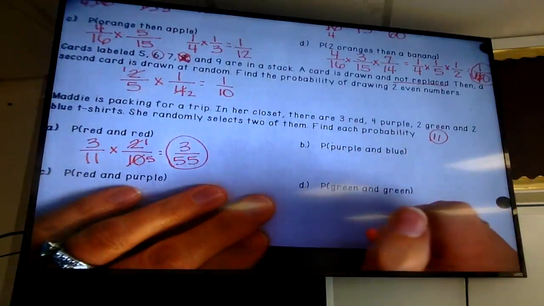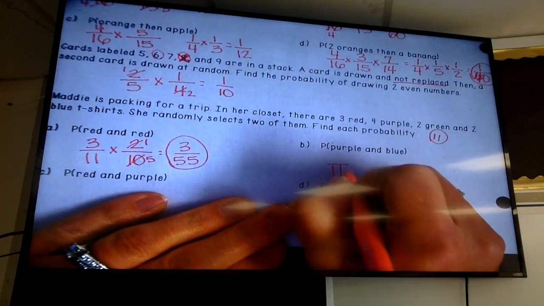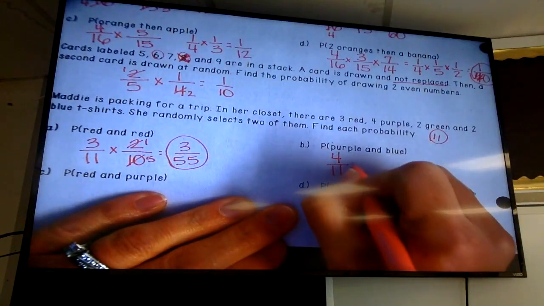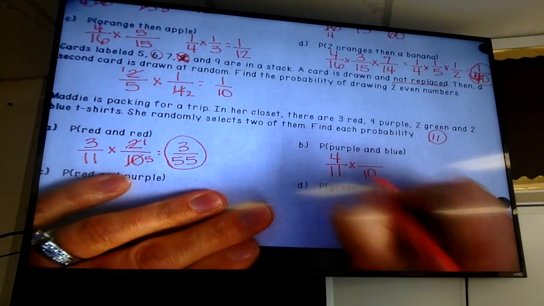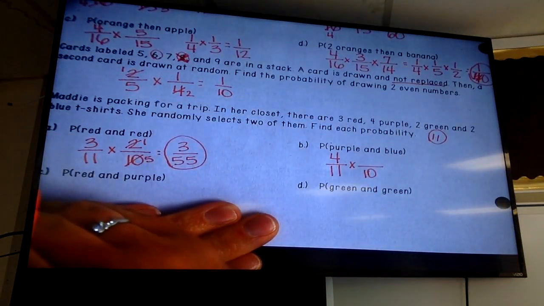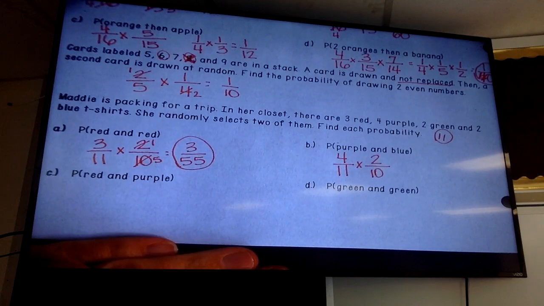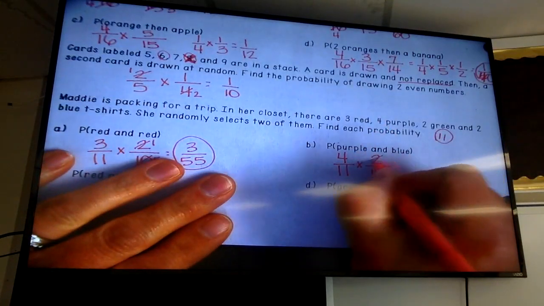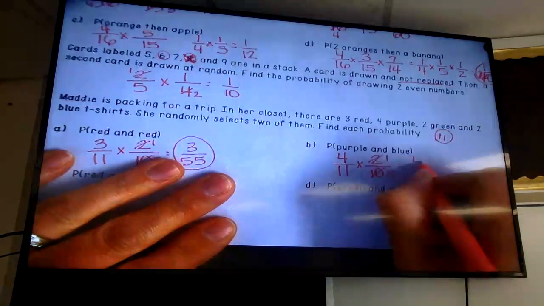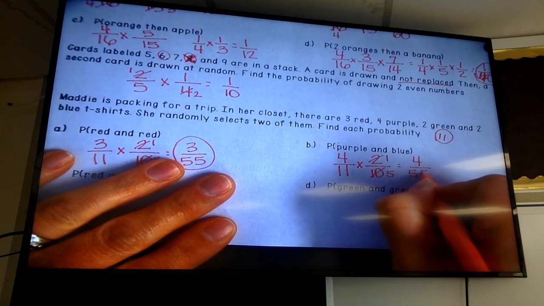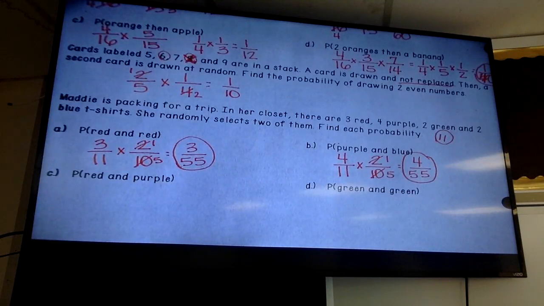Okay, probability of purple and blue. So again, all the shirts are back in the drawer. She's got 11 shirts. And let's see how many are purple. 4 purple, times. So she picked out a purple shirt and it's gone. It's in her bag, which means now there's only 10 shirts to choose from. And how many of them are blue? She didn't touch a blue one, so there's still the 2 blue that are in there. Well, let's simplify. So 2/10 can become 1/5. And then I multiply across. 4 times 1 is 4, and 11 times 5 is 55. So there, 4 out of every 55 times she randomly selects shirts would she pick a purple and a blue.